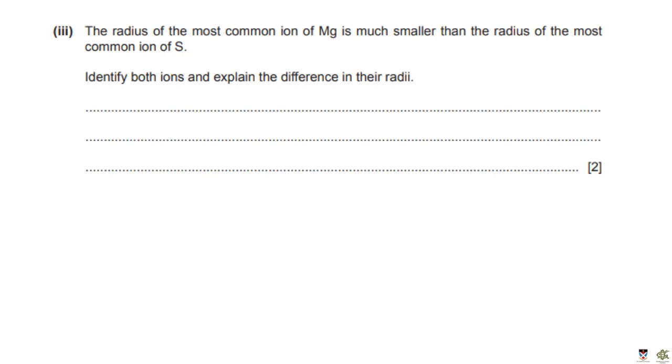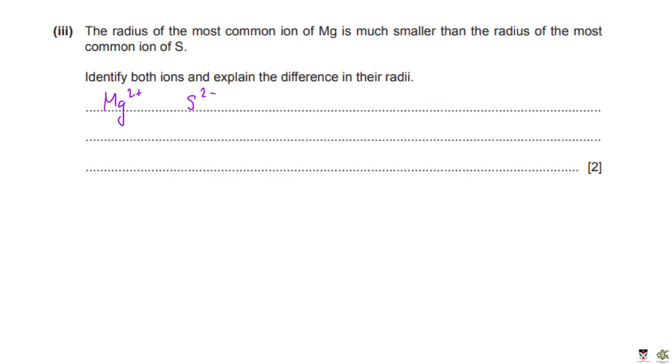The radius of the most common ion of magnesium is much smaller than the radius of the most common ion of sulfur. Identify both ions and explain the difference in their radii. So we know magnesium will lose 2 electrons to form an ion with a charge of 2 plus, while sulfur, having 6 valence electrons, will gain 2 more electrons to form an anion with a charge of 2 minus.